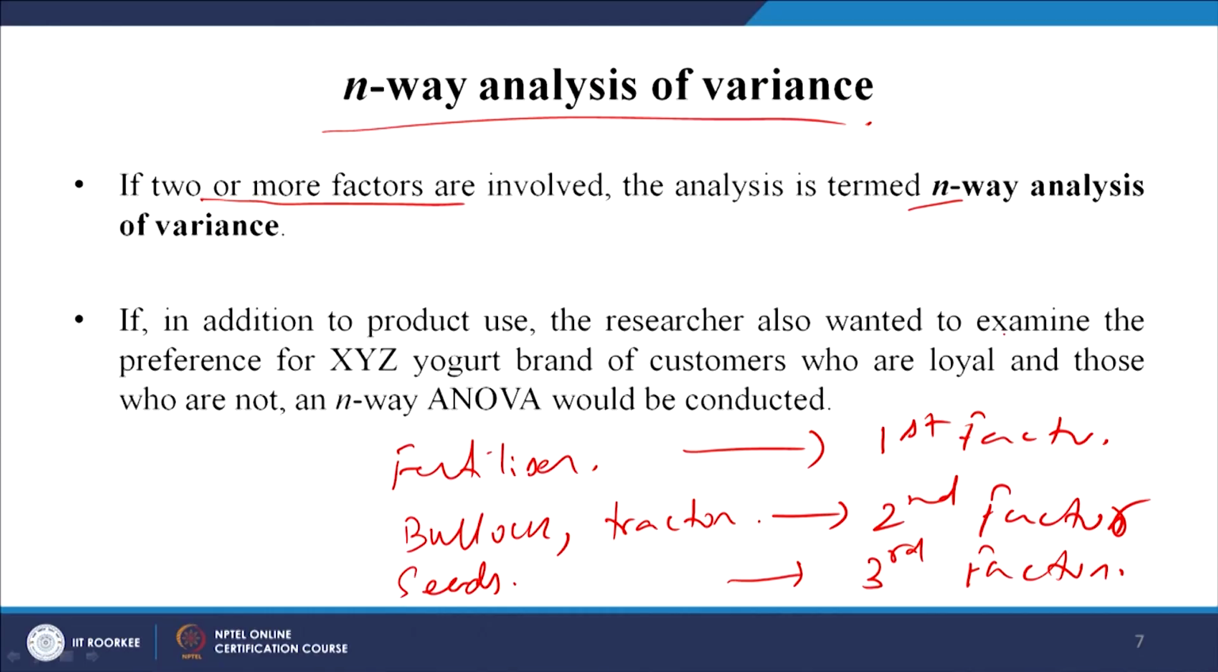Okay. If in addition to product use, the researcher also wanted to examine the preference for XYZ brand of customers who are loyal, see that example. Now, along with the preference of the yogurt brand, in addition to the product usage meaning heavy, light, medium, if he is also interested to see the loyalty of the customer, right, in this way an n-way ANOVA could be conducted, or in this particular case it is a 2-way ANOVA, right.